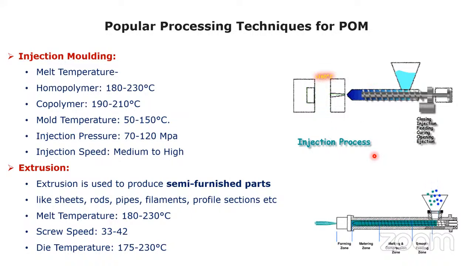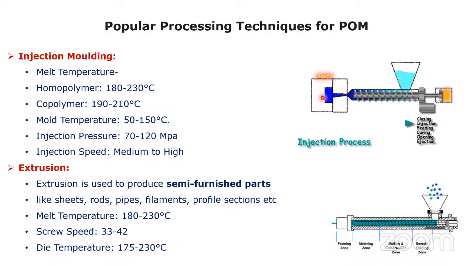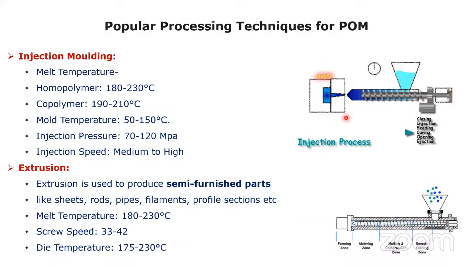Here we are explaining the processing of polyoxymethylene, or we can call it polyacetal. By what techniques can you prepare or mold the parts of polyoxymethylene? First of all is injection molding. Have you observed the image I have mentioned here? Do you know what this is? Core and cavity. Yes, this is nothing but a core and cavity, correct?